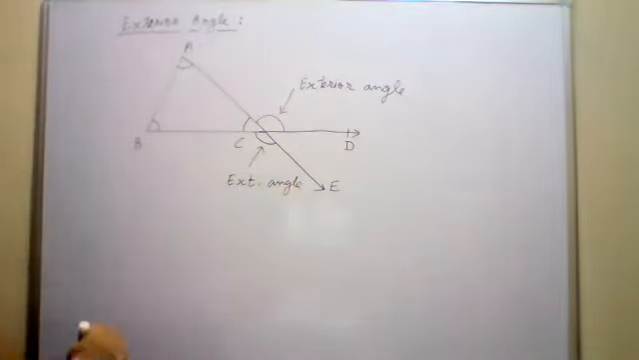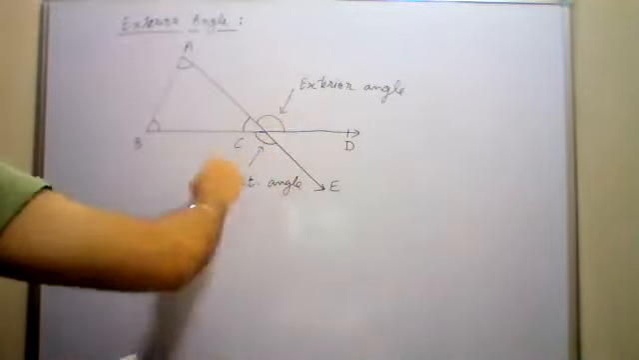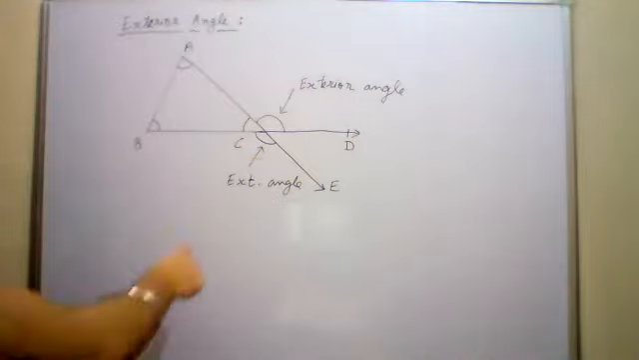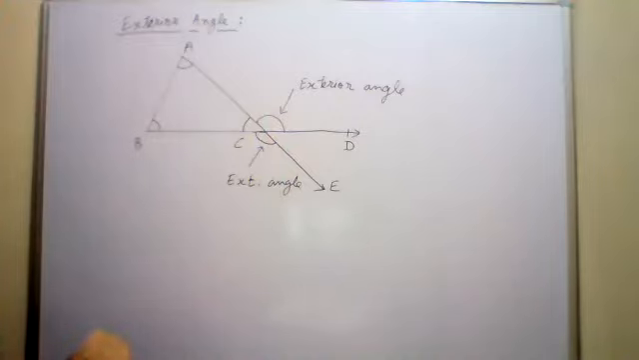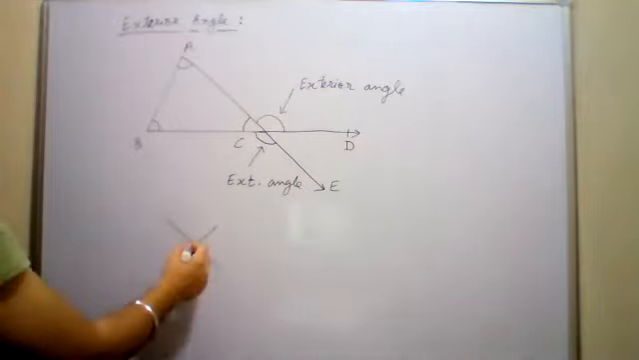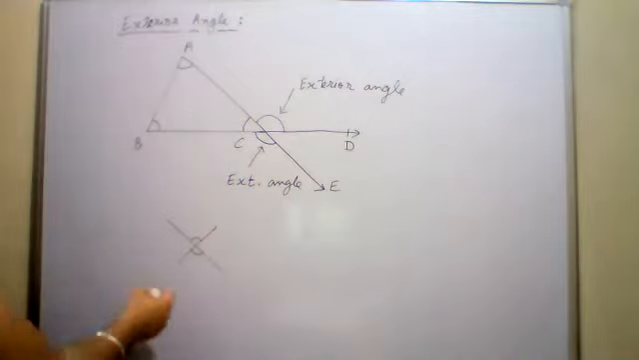But these two angles are equal to each other. Why are these two angles equal? The reason is these two are vertically opposite angles. Do you all remember what vertically opposite angles are? If two lines cross each other like this, then these two angles are known as vertically opposite angles, and vertically opposite angles are always equal to each other.